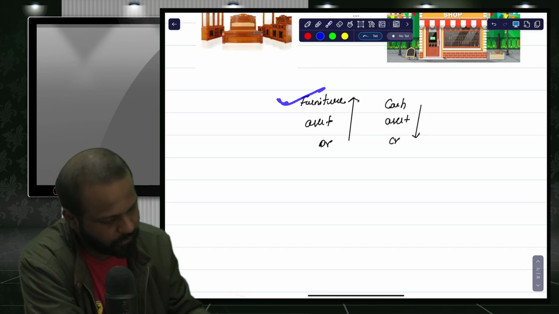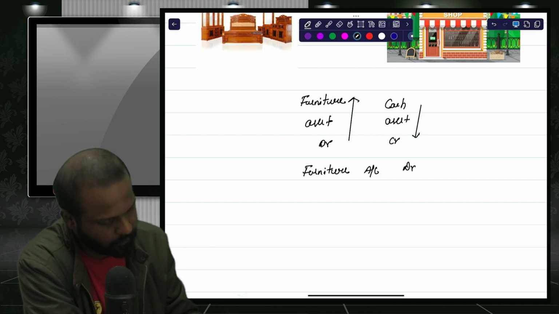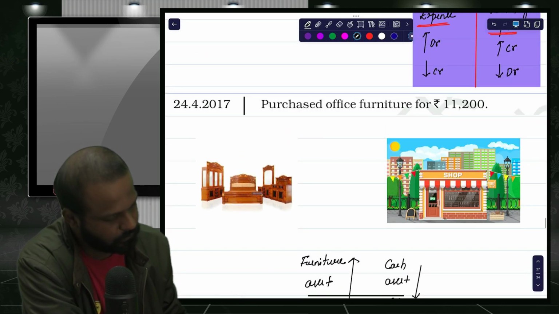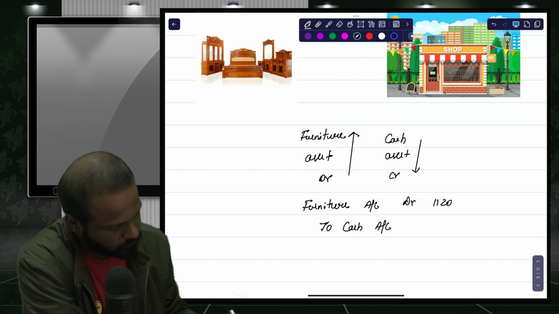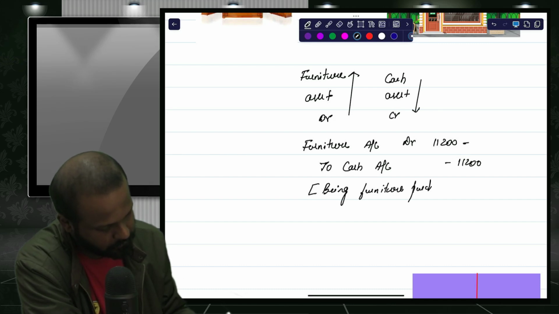So entry will be furniture will be debit. Cash will be credit. Furniture account debit to cash, 11,200. Narration: being furniture purchased.